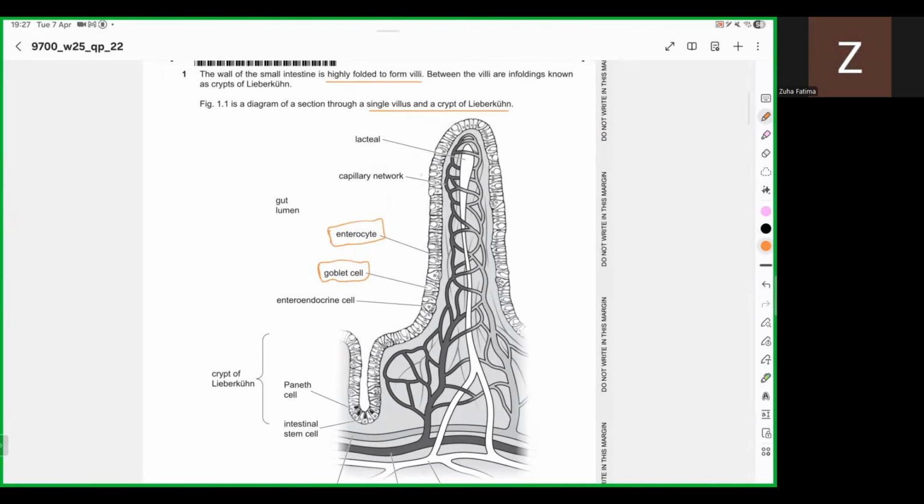So here we have the gut lumen. So this surface, this is the apical surface. And on the apical surface of all the enterocytes and goblet cells, there are microvilli present.